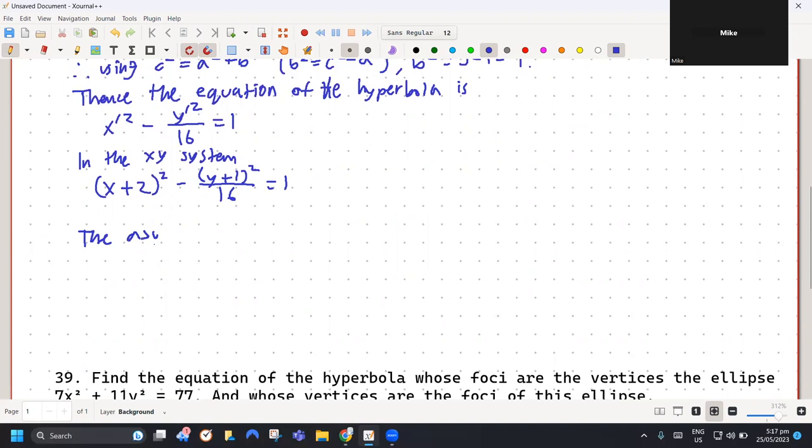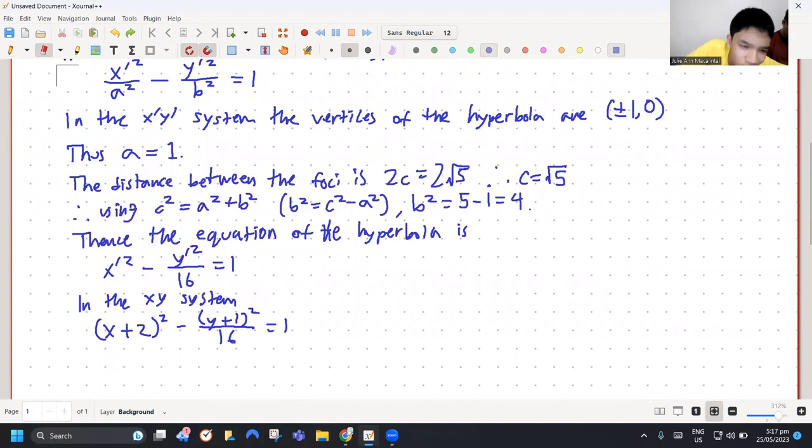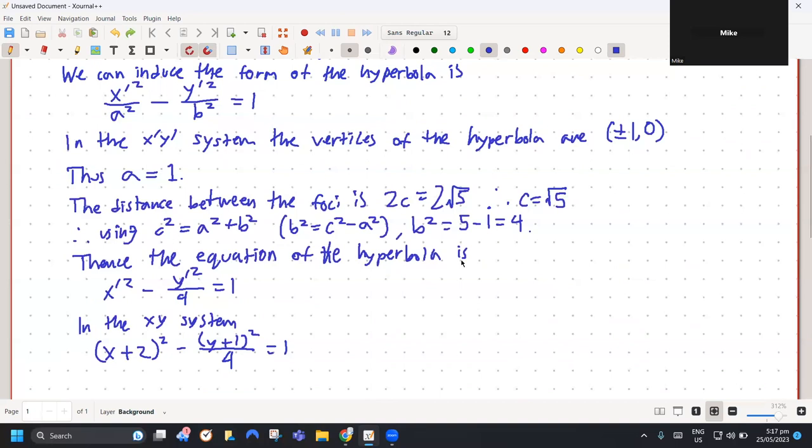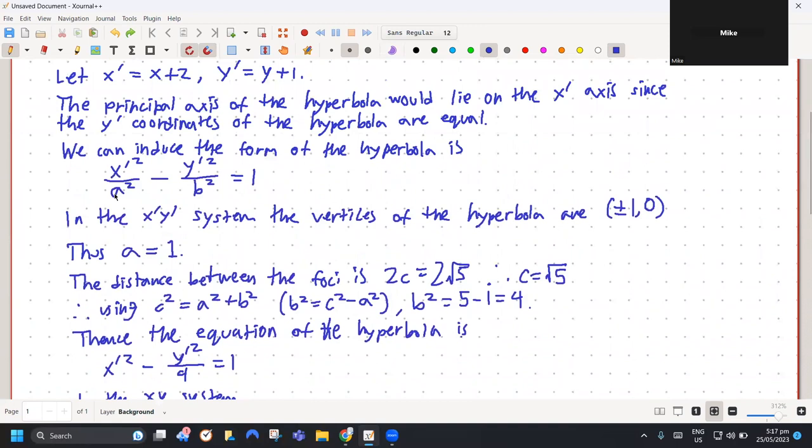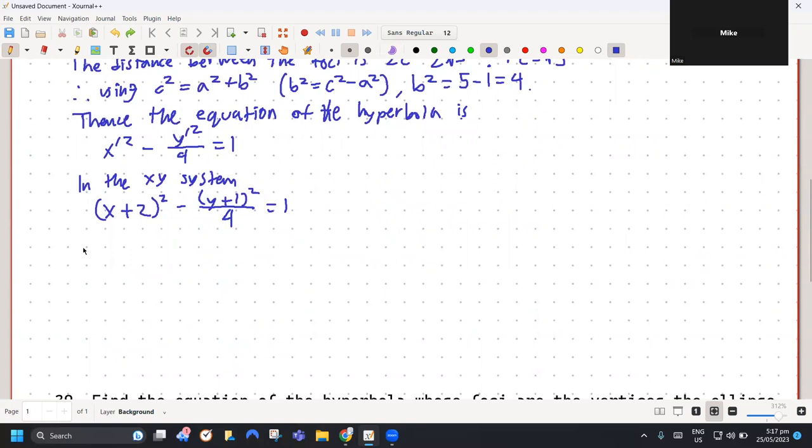Teka, ano yung B? Pwedeng patingin ng calculation mo? Parang may... C is equal to square root of 5, di ba? So B squared equals 4. Okay, tapos yung equations ng asymptotes.